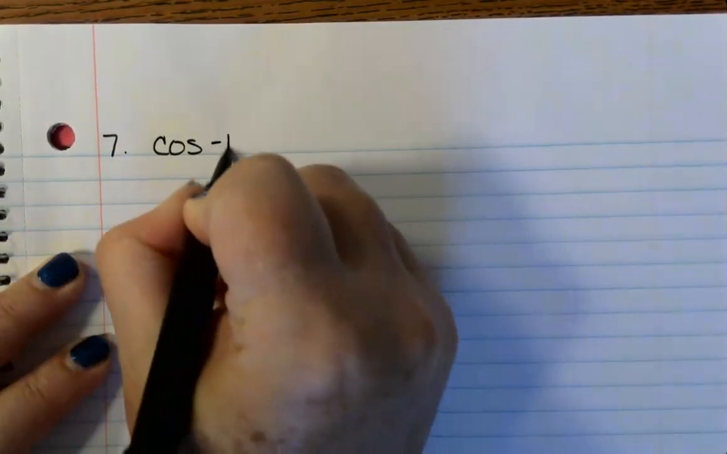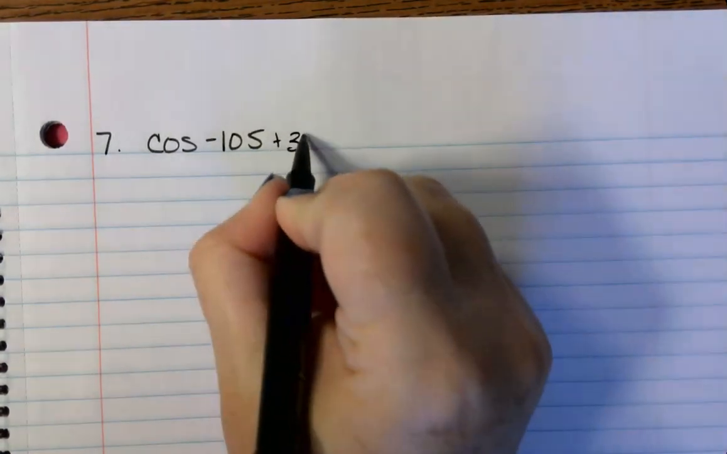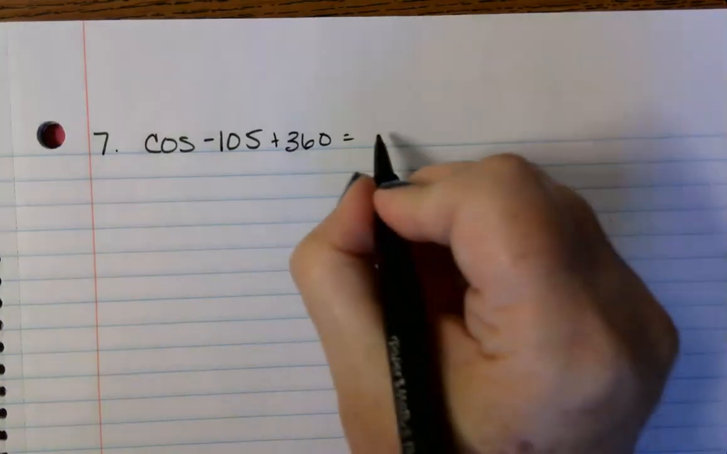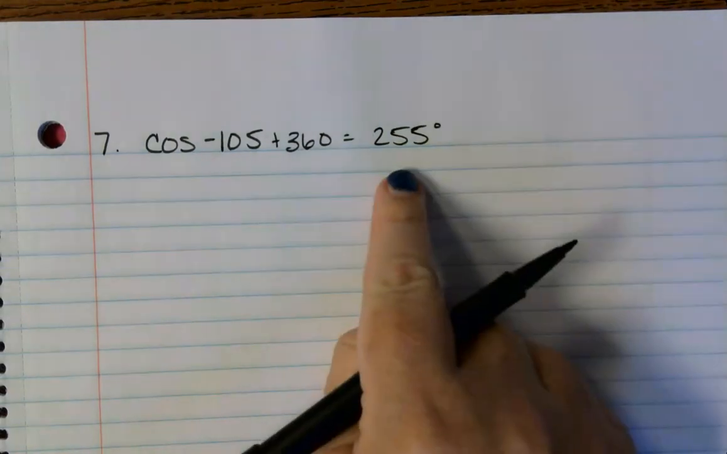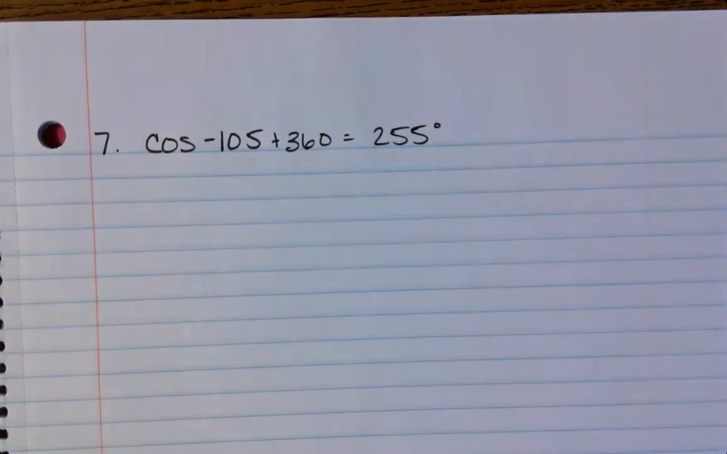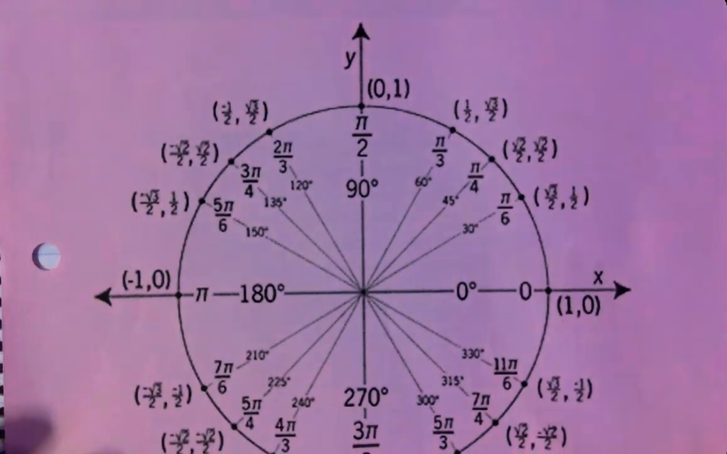Let's try number 7. Now, if you do not like negative angles, we can add 360. So 360 minus 105, I get 255. I love y'all, but y'all have problems with 255. Sometimes y'all are seeing it as 225, so we gotta be careful. There is no 255 on here. We gotta come up with one.